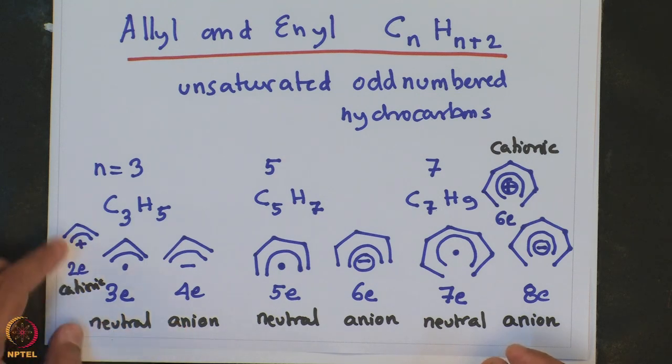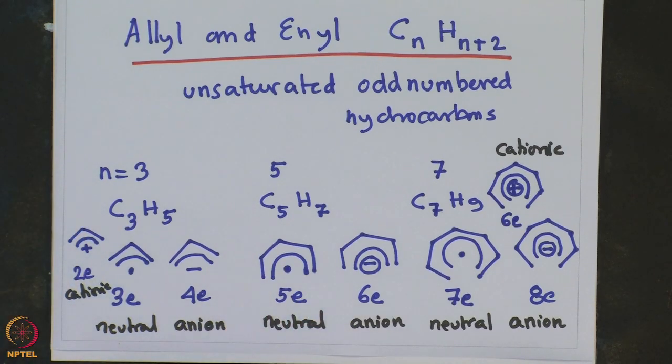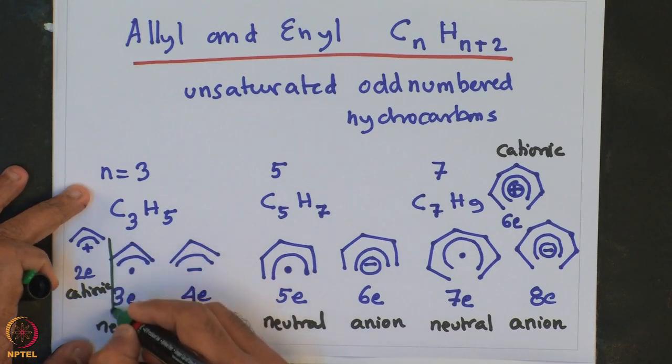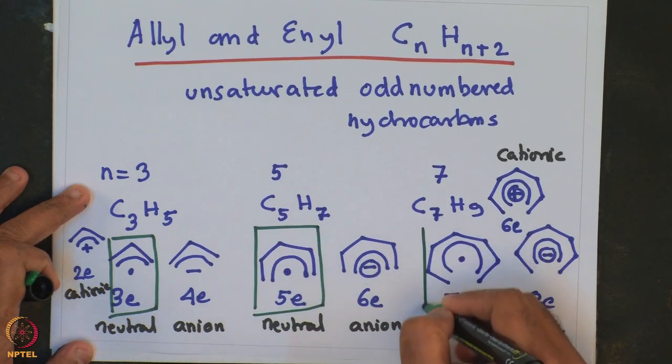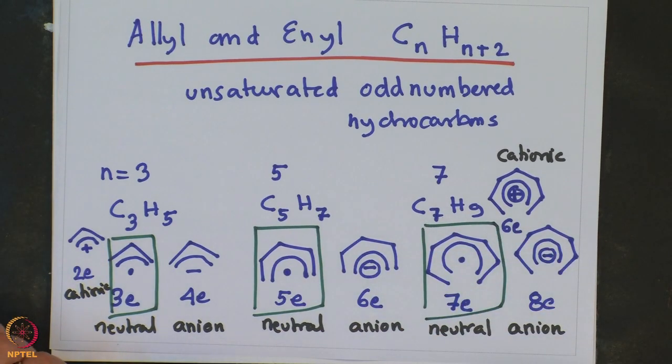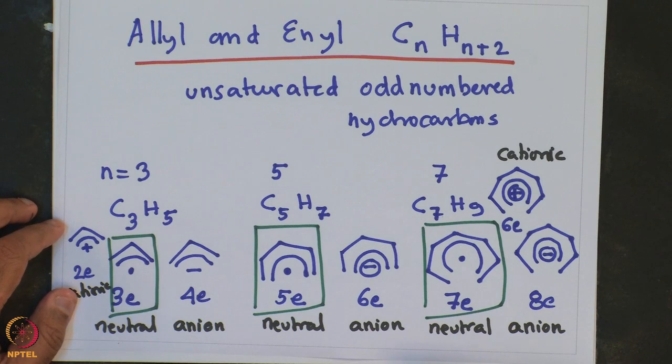Another important correlation is that the neutral species are all odd electron donors, and the anionic and cationic species are all even electron donors with respect to their pi orbital. So this is a very interesting correlation about various types of allyl and enyl ligands that are out there, and the type of complexes they make with the transition metal.